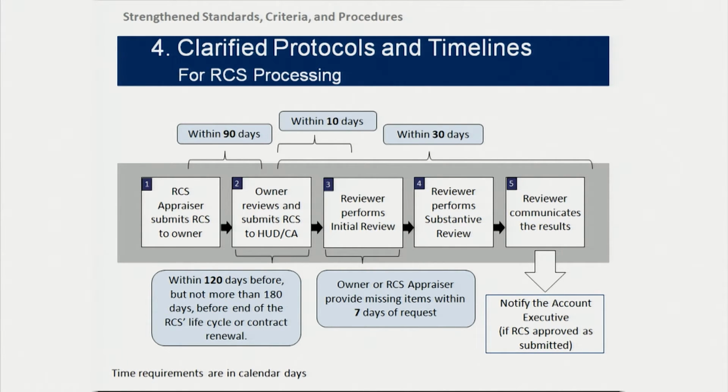The timeline shown on this slide is applicable at the 5th year life cycle of the RCS or when the contract terminates early and a new RCS is required. RCS reviewers must monitor the RCS processing timeline. The Excel-based checklists provided in Appendix 9.3 should facilitate the monitoring process for the reviewers.